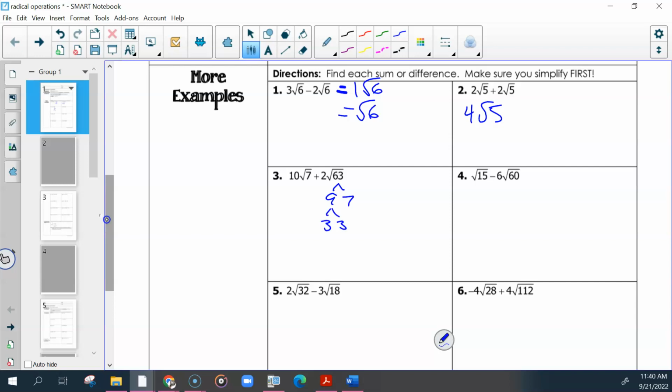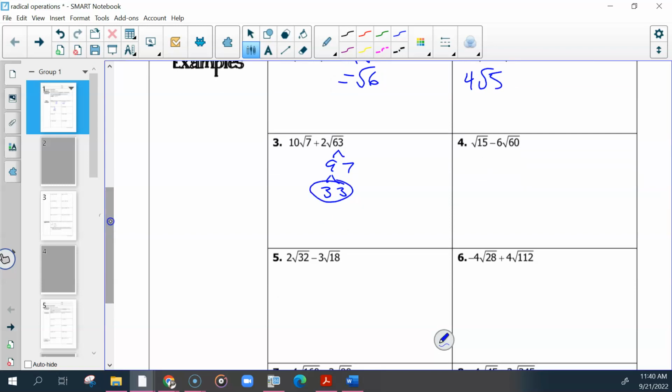So we have a pair of 3s that's going to come out. Bring down everything else. So 10 times the square root of 7 plus, we're multiplying this by 2, and the 3 came out. The 7 would stay in.